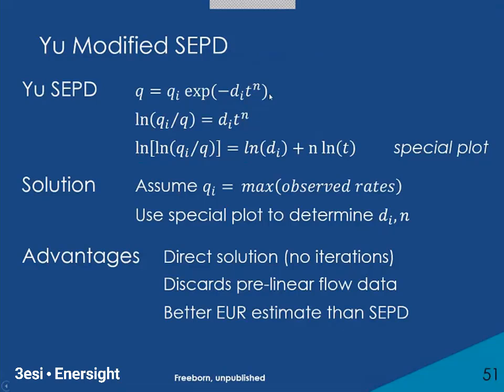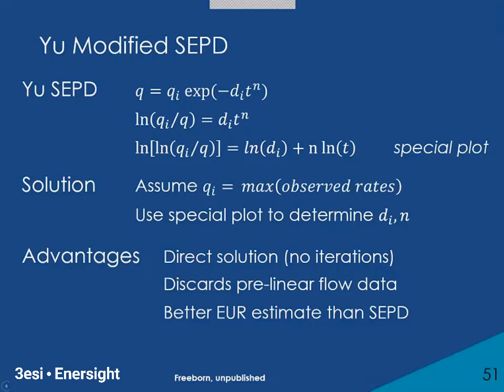He starts with the same equation, but he says, I'm going to take the log of both sides, and then if I log something long enough, I'll get a straight line. So he takes log again of both sides and says, oh, now I have the equation of a straight line, and the intercept of that straight line will give me the value for n, and the slope will give me the value for the decline factor. And so that's his special plot.